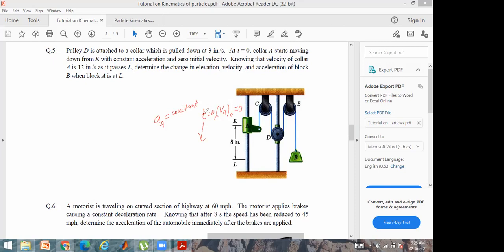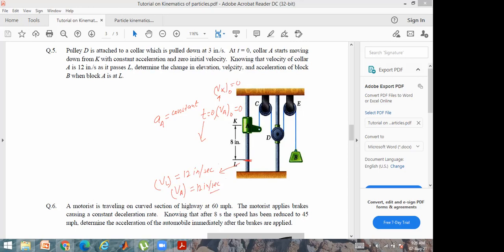Knowing that the velocity of collar A is 12 inches per second as it passes here. So at L, the velocity is given. That is VL is given as 12 inches per second. So this is the velocity at position K, which is equal to 0. This is our initial velocity, whereas this is our final velocity, or VA is equal to 12 inches per second, whatever you may write.